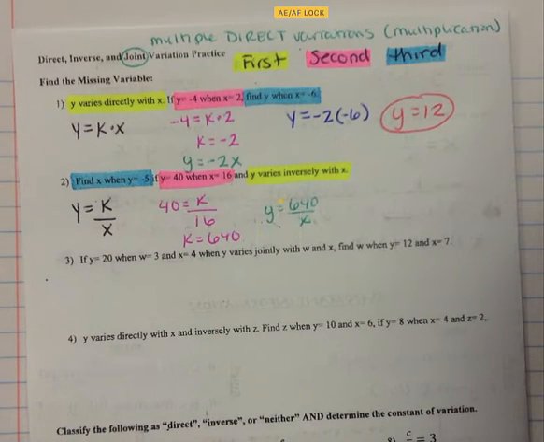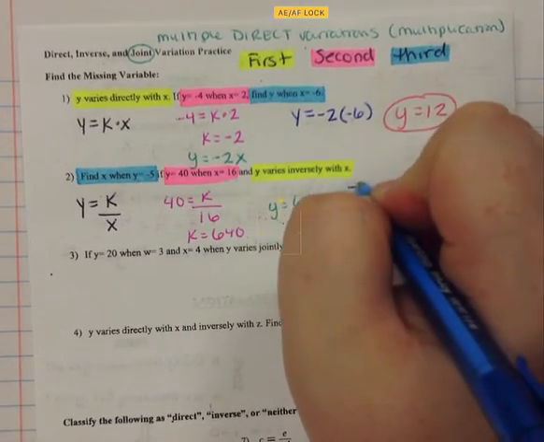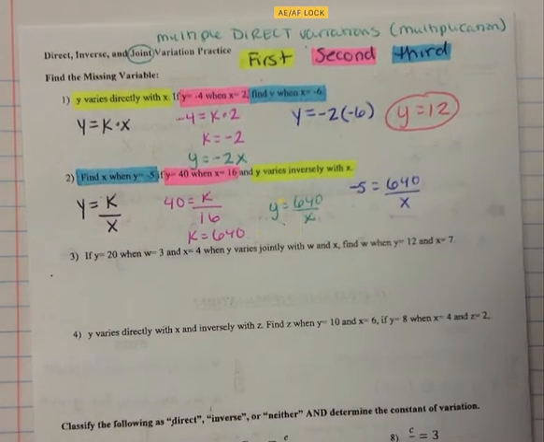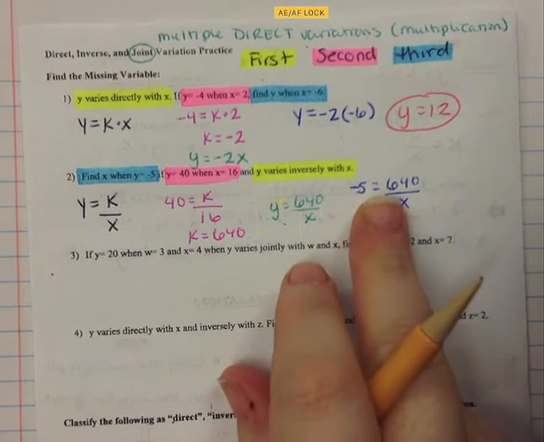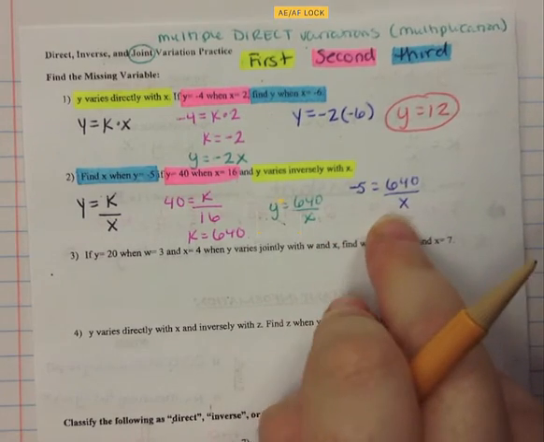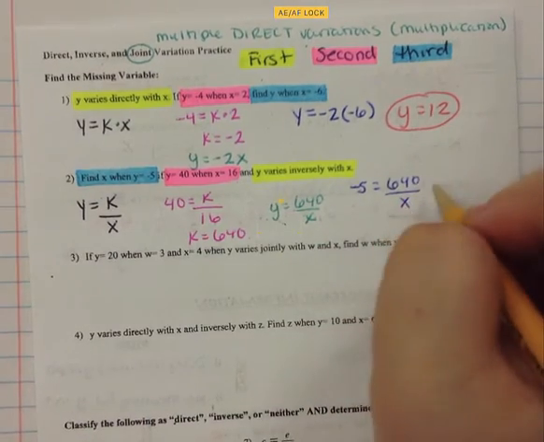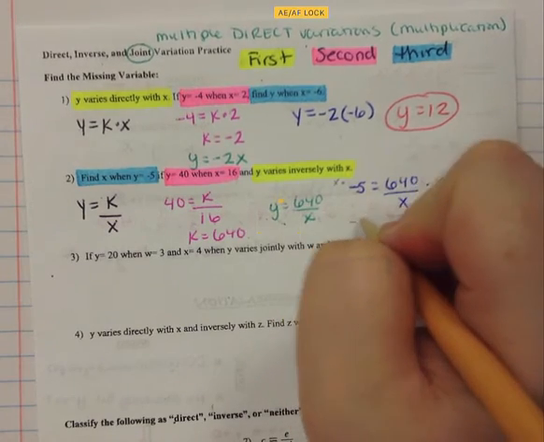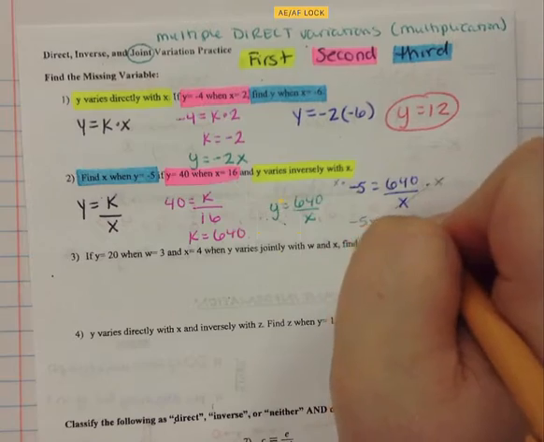So I plug this in. I want x, but I have my y. So I have negative 5 equals 640 divided by x. Now in order to solve this, you cannot just divide by 640. That doesn't work because x is in the denominator. We can't have x in the denominator, so we want to get rid of the fraction by multiplying both sides by x. So we end up with negative 5x equals 640.